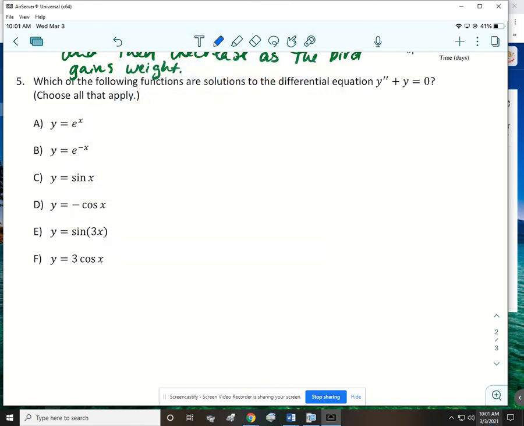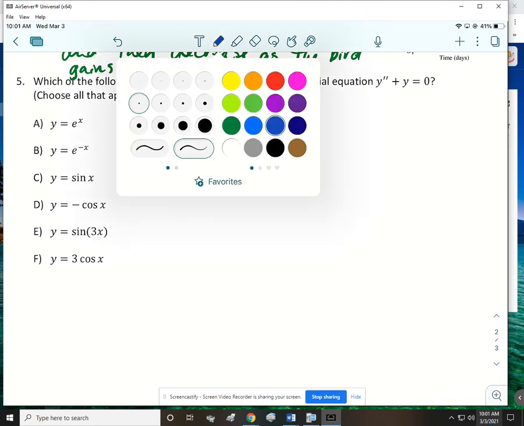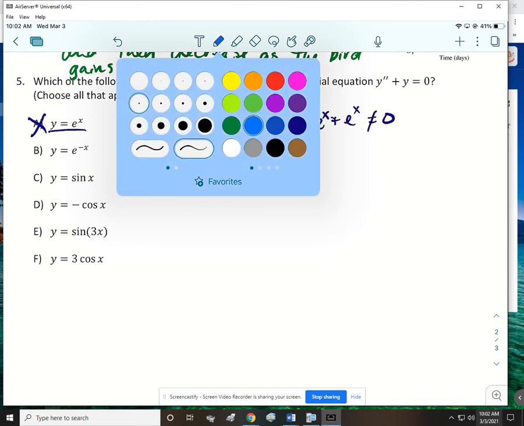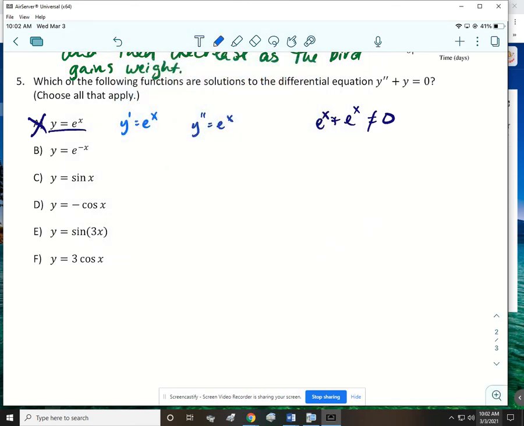So on A, if I find the first derivative of e to the x, it is e to the x. And then the second derivative is also e to the x. So then if I take the second derivative and I add the original function to it, it does not give you 0. So it's not A. So that's basically what you have to go through on all of these.